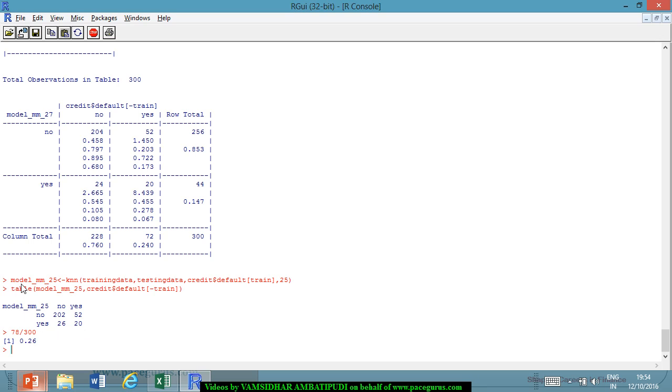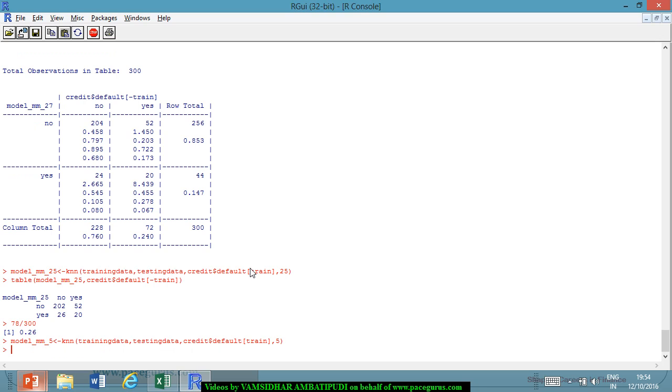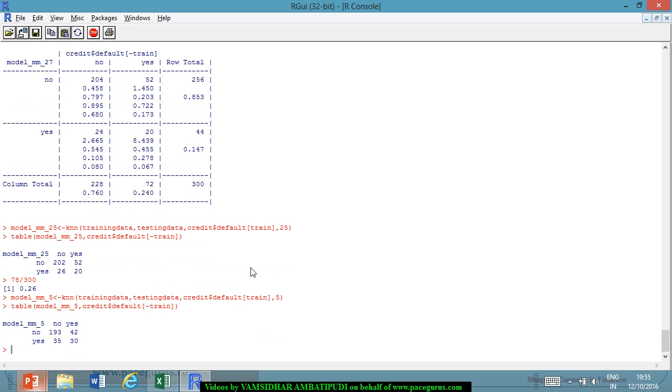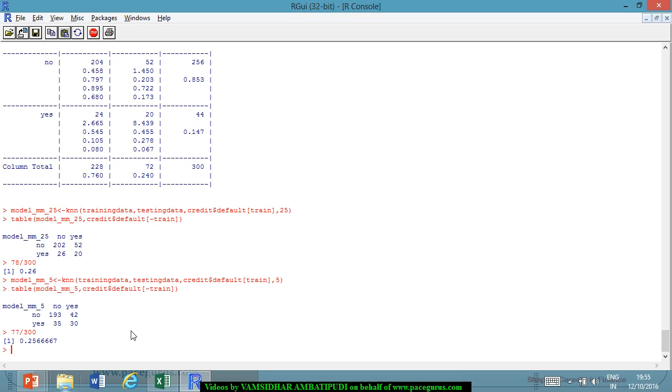So let me say, instead of 25, just for the sake of doing it, let's say I want to build it with only K as 5. Right, I am trying to build it with K as 5. So now when I am testing this model with K value as 5, the accuracy is 35 plus 42. 77 is the error part. 77 out of 300. Again, still the same.